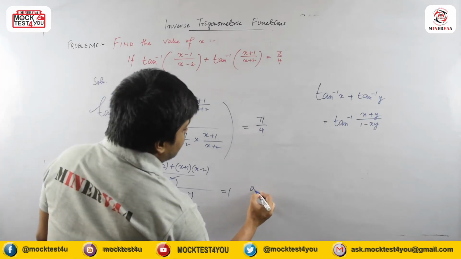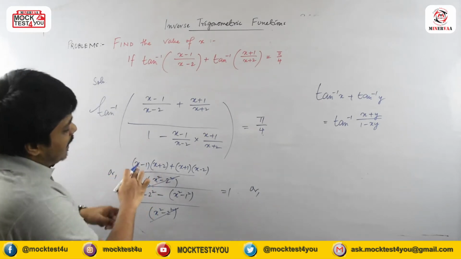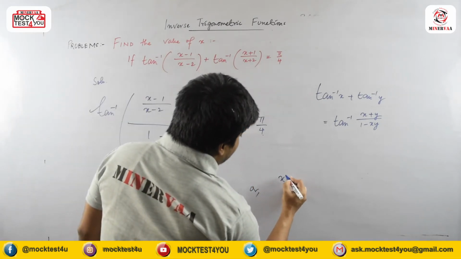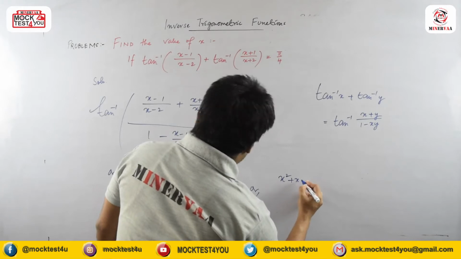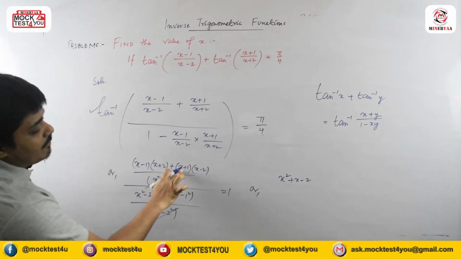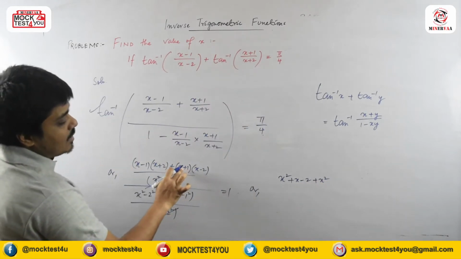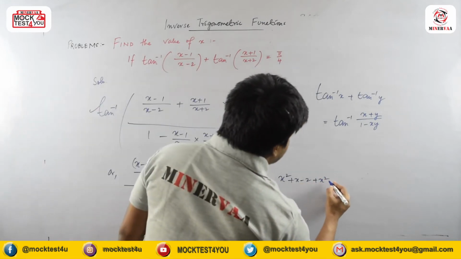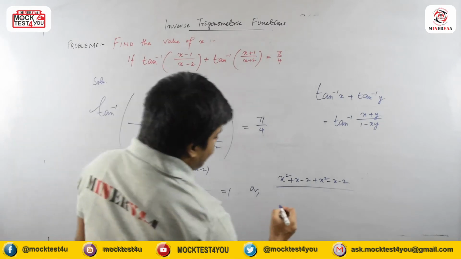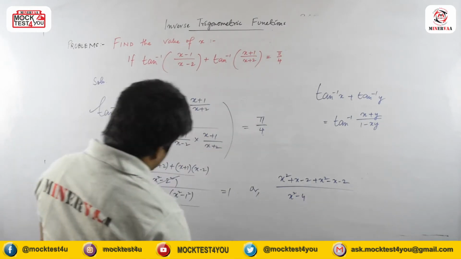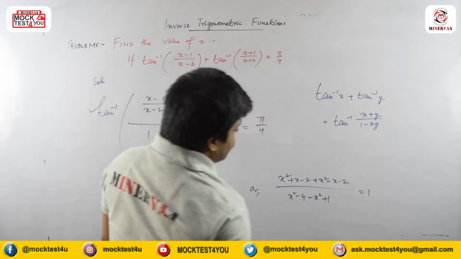The next step is to multiply this out. If I multiply, you get x square, then you have minus x plus 2x, so we have plus x, then we have minus 2. And on this side we have x square plus x square, 1 and 1x and minus 2x. So we have minus x, minus 2, divided by x square minus 4, then minus x square plus 1 is equal to 1. Let us see what we get.